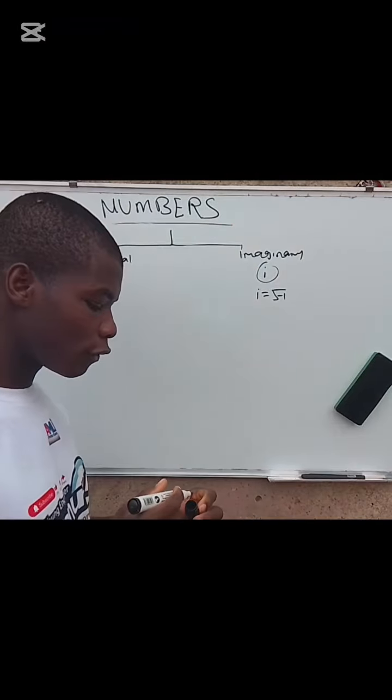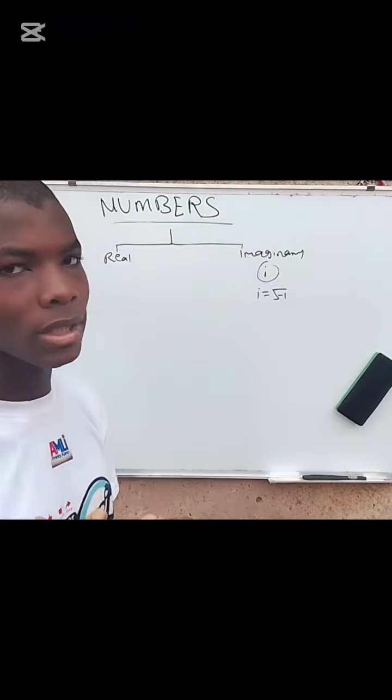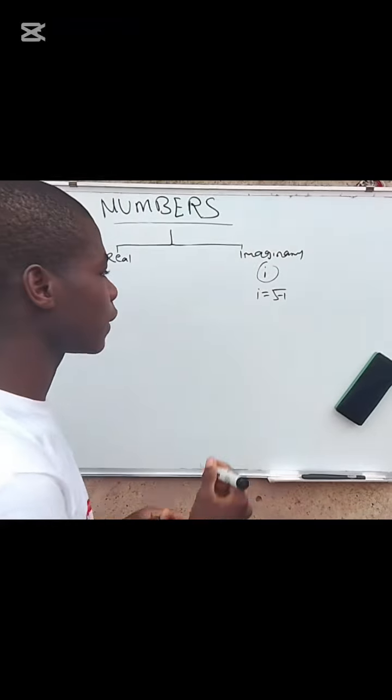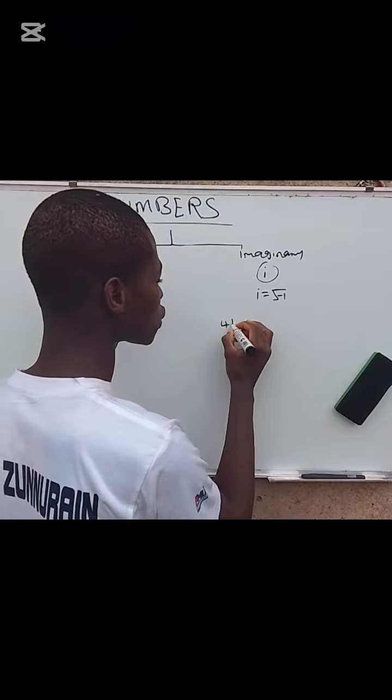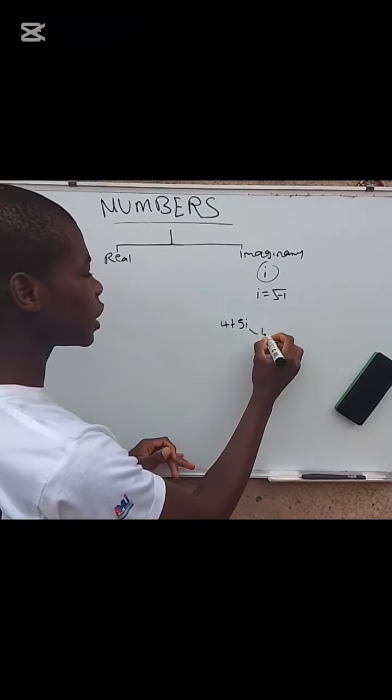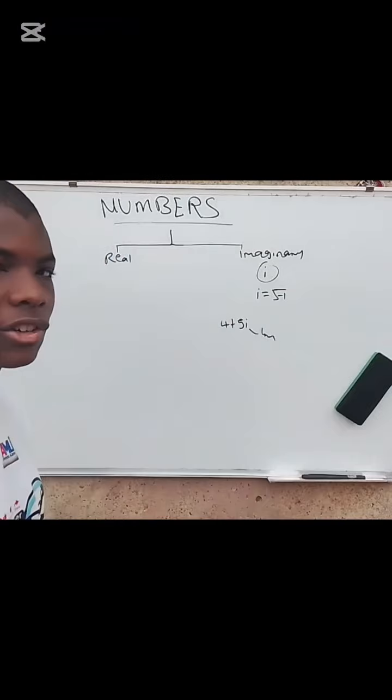If you remember, in a complex number, we have a real part and an imaginary part. A complex number is a combination of a real and imaginary part. For instance, I have 4 plus 5i. This is the imaginary part, and this is the real part.